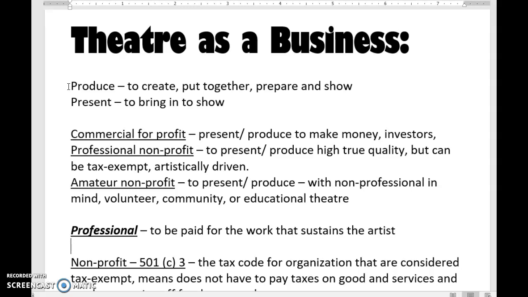The next one is professional nonprofit. Nonprofit means that it does the same thing as commercial. It presents or produces high quality theater, but it can be tax exempt, and typically they're artistically driven. What I mean by that is there are two factions of theater.